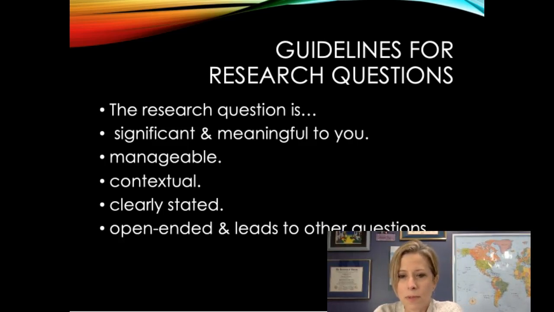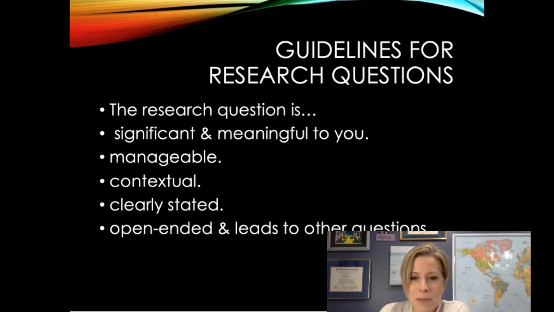In the discussion forums this last week when we were writing our Write Questions activity, I saw engagement as a theme that many people had written about in just their brainstorming. So engagement might be a question, but that would be an example of something that's manageable, it's significant, it's got context because we're talking about where we want to focus, and it is clearly stated.